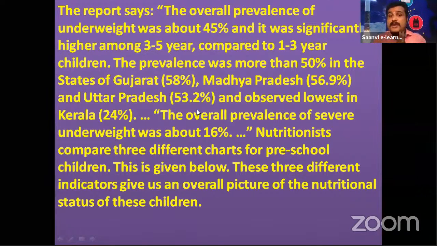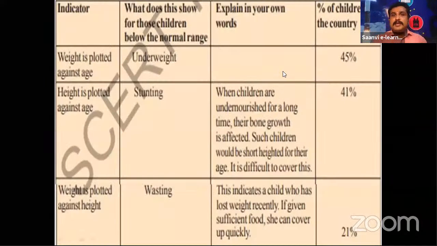Okay, the overall prevalence, you have a term there. What is the meaning of the term prevalence? Importance. Of severe undergrowth, here about 16%. A nutritionist compares 3 different charts for preschool children. This is given below. See, what is that? Here, when you see this graph, you will get an indicator. Weight is plotted against age.